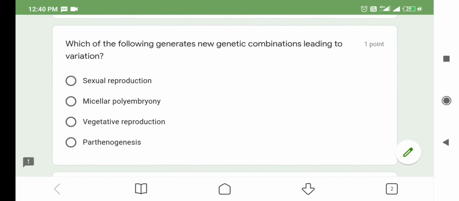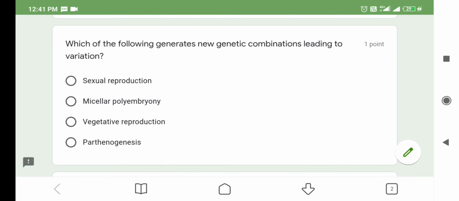Which of the following generates new genetic combinations leading to variation? Option number 1, sexual reproduction. Option number 2, micellar polyembryony. Option number 3, vegetative reproduction. Option number 4, parthenogenesis.